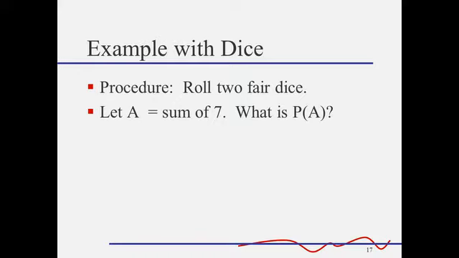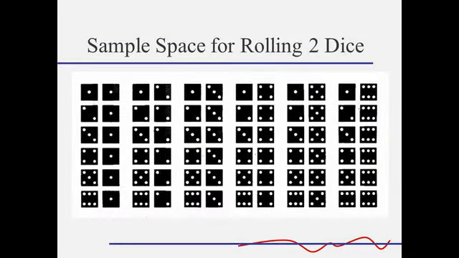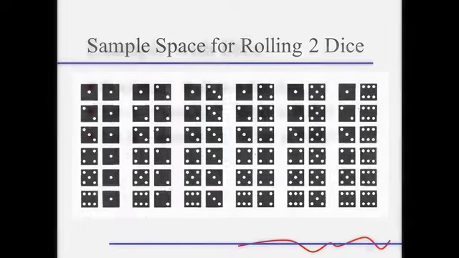Let's do a few more examples with the dice. Let A be the event that we roll 2 fair dice and get a sum of 7. Let's look at the sample space. The sample space has 36 events, and they're all equally likely. In how many events do we get a sum of 7? You'll find these events down the diagonal, and there are 6 ways to get a sum of 7, so the probability of getting a sum of 7 is 6 over 36, or 1/6.